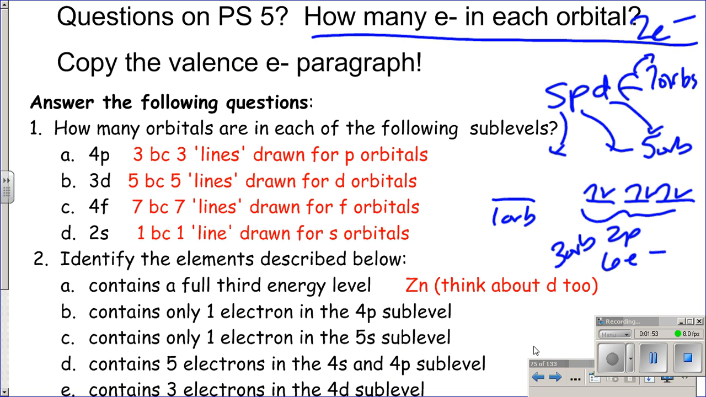How many electrons in D block? 10 electrons in D block. How many electrons in F block? 14. So 14 divided by 2 is 7. 10 divided by 2 is 5. 6 divided by 2 is 3. So that makes sense if you know how the electrons are filling up.